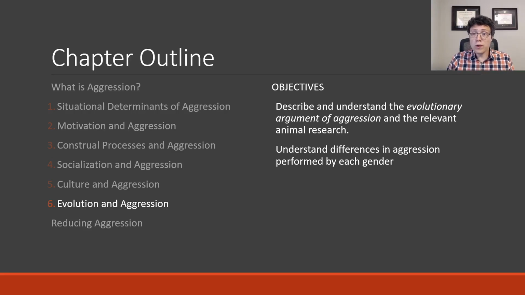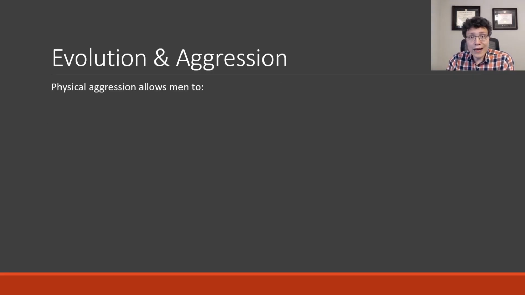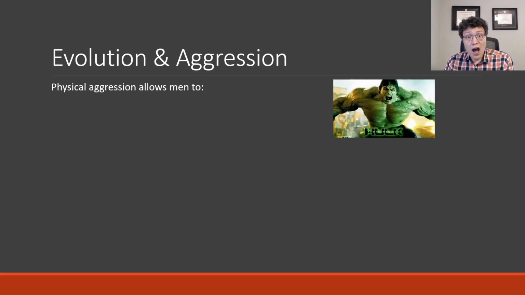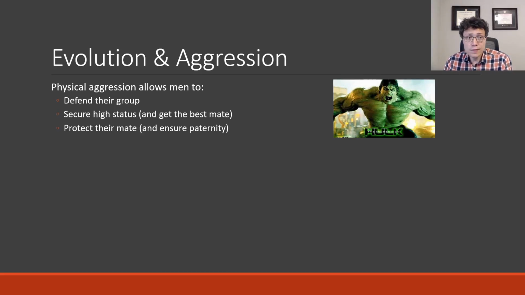From there, the last one we want to talk about is evolution and aggression. When we talk about this evolutionary argument of aggression, we have to recognize that it's useful to be aggressive. Physical aggression, especially in men, allows men to hulk out, defend the group, secure high status, and theoretically get the best mate, and protect their mate and ensure that nobody steals their mate. This is very evolution based. I'm not saying that that's how this works anymore.